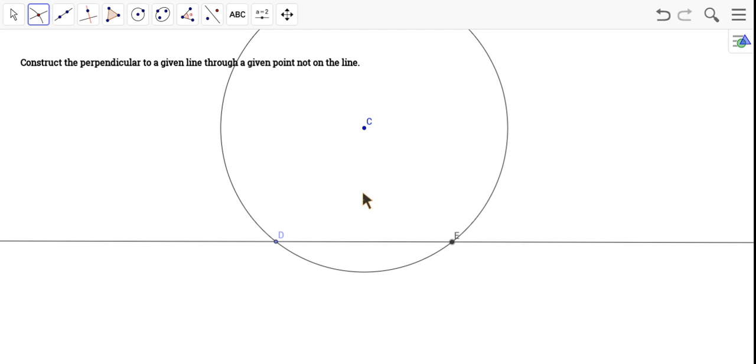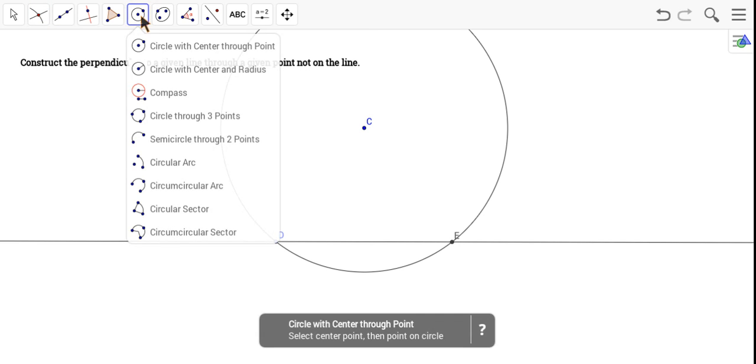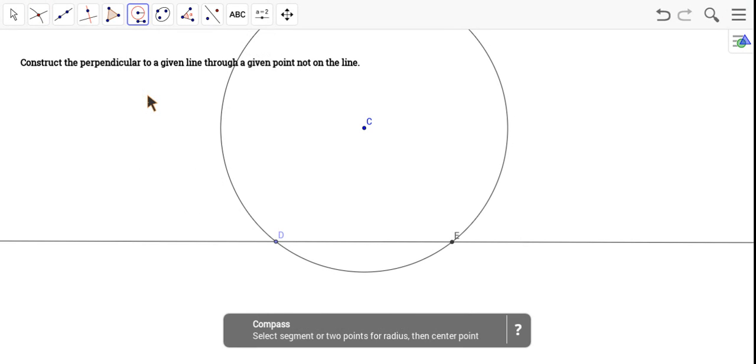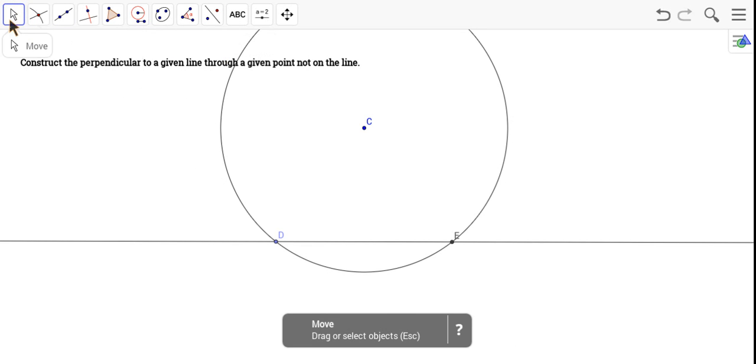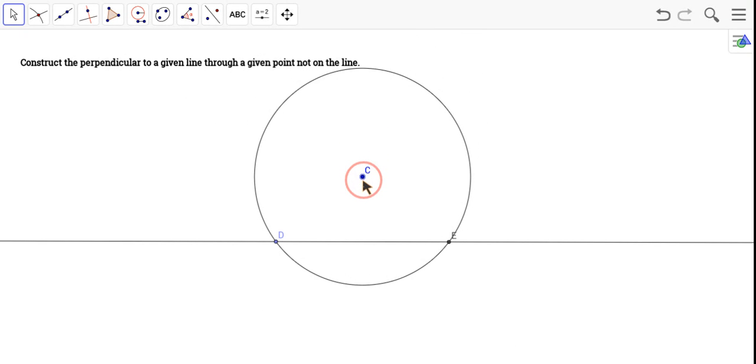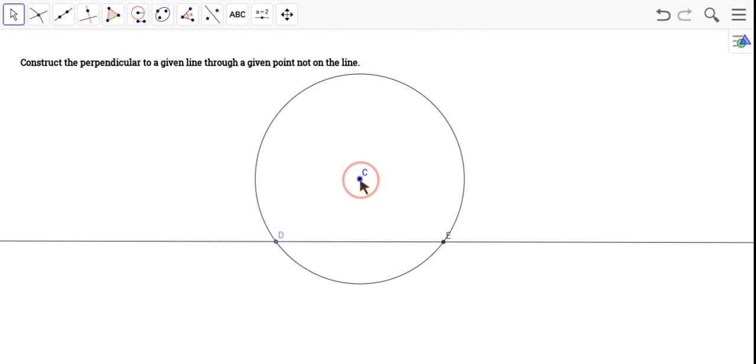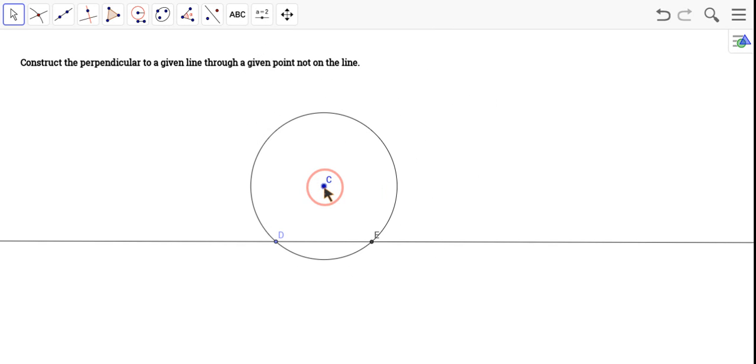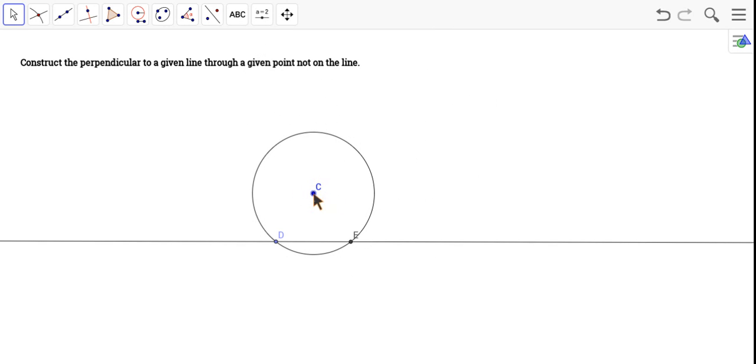All right, so now that we've got 2 points, what we can do is set our compass. Actually, because this is getting a little large, I'm going to move my point C a little closer. I can actually move it closer to D so we have a smaller circle. All right.